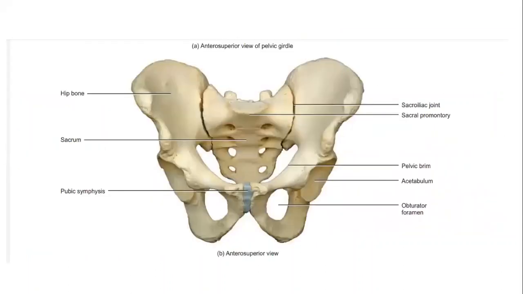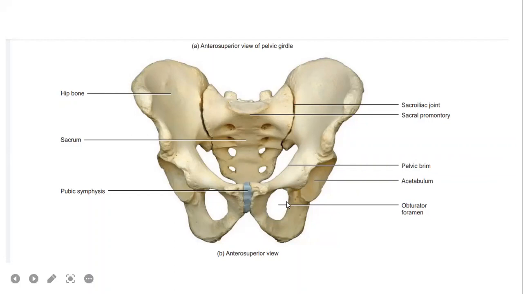We have an image to illustrate what we have been talking about. We have the sacroiliac joint, and we have the sacral promontory, the right hip bone, the sacrum, the posterior aspect, and the pubic symphysis. So this is a fibrocartilage kind of joint.